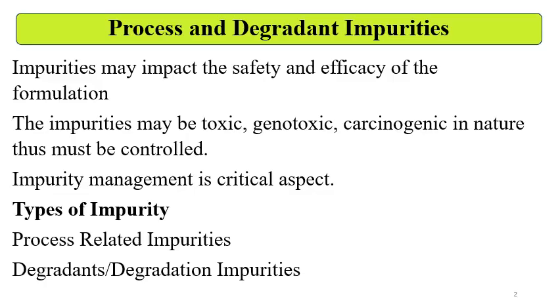As we know, impurities are those chemical substances present in the drug substance and the formulations which make the drug substance or formulation unsafe to use. Impurities may impact the safety and efficacy of the formulation. What does impact on safety mean? It means the impurities are toxic in nature. That's why drug products with impurities will be unsafe to use.